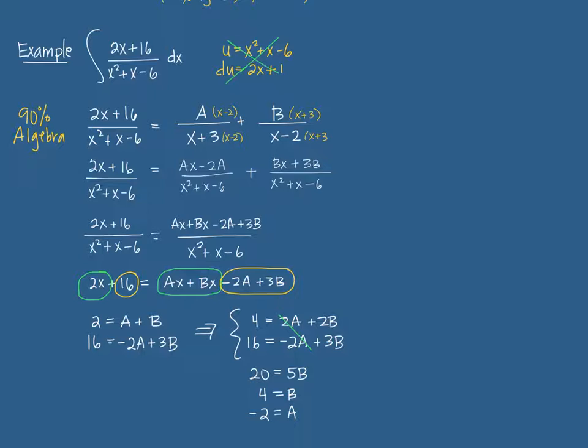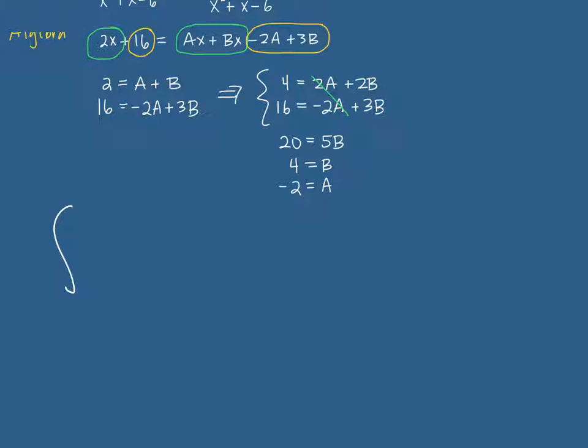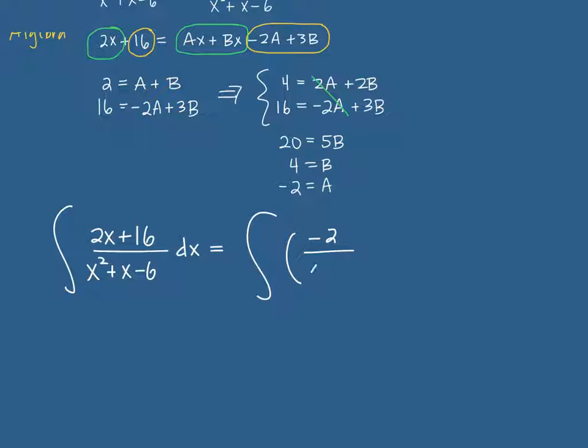So where does the calculus come into play? The calculus comes into play in that the original integral, 2x plus 16 over x squared plus x minus 6 dx, is equivalent to the partial fractions I just discovered. And I determined that negative 2 was over the denominator x plus 3, and 4 is over the denominator x minus 2, and that these two things are equivalent. 90% of the algebra tells me that this original quotient can be split up into two partial fractions.